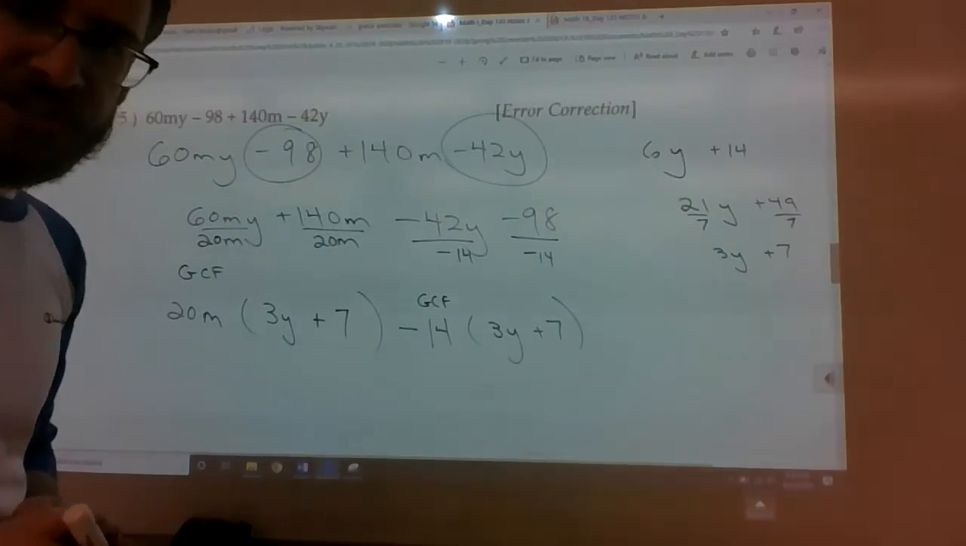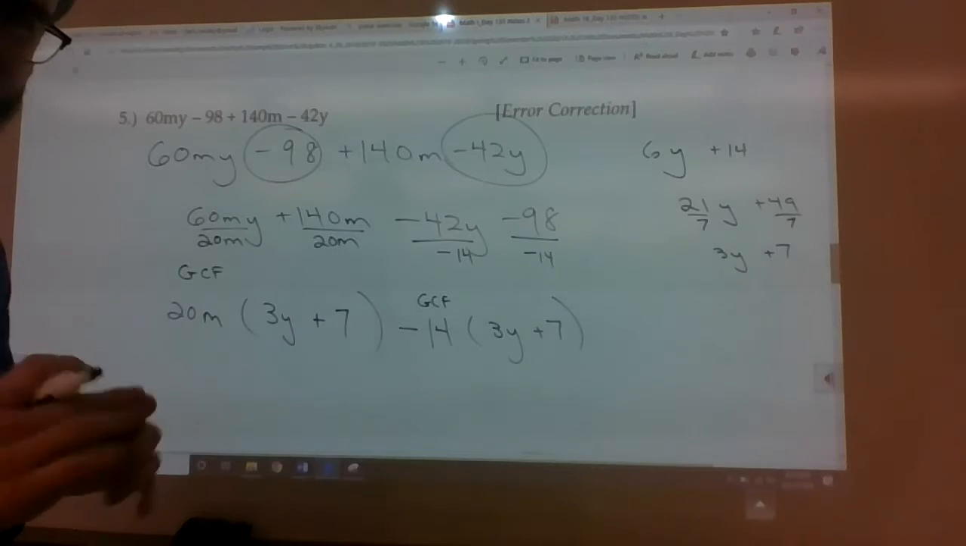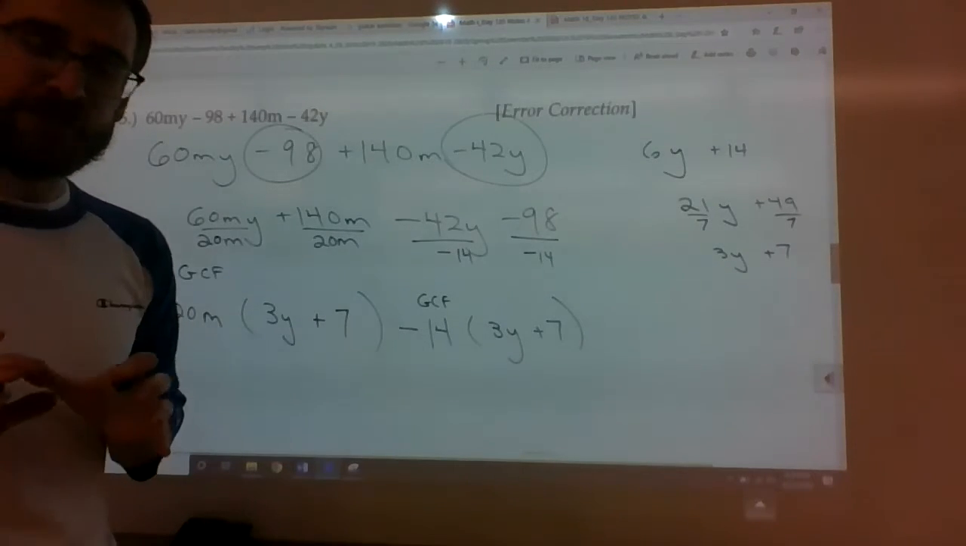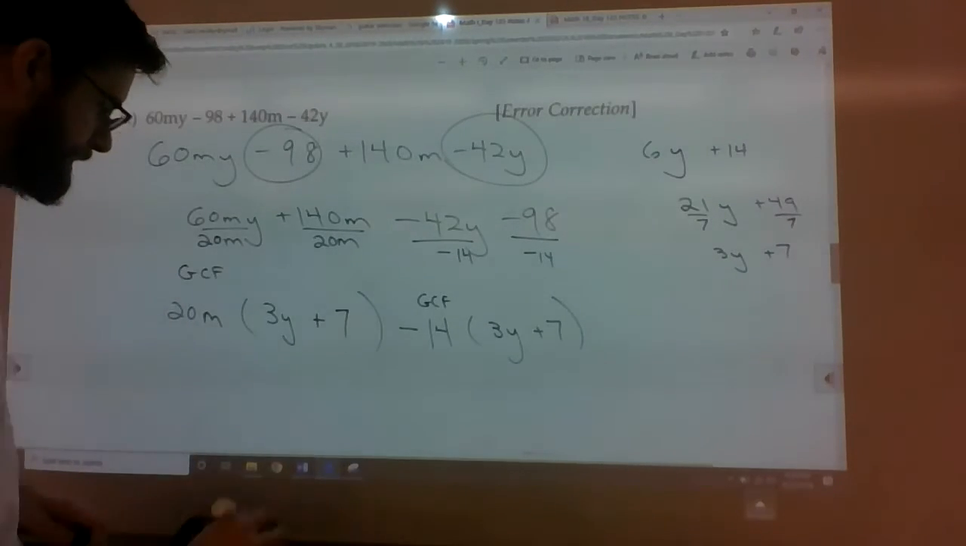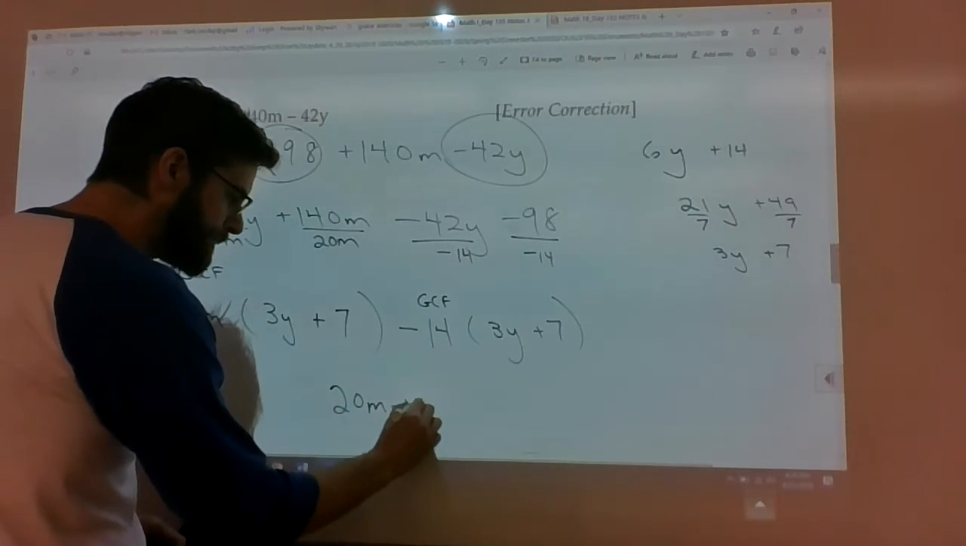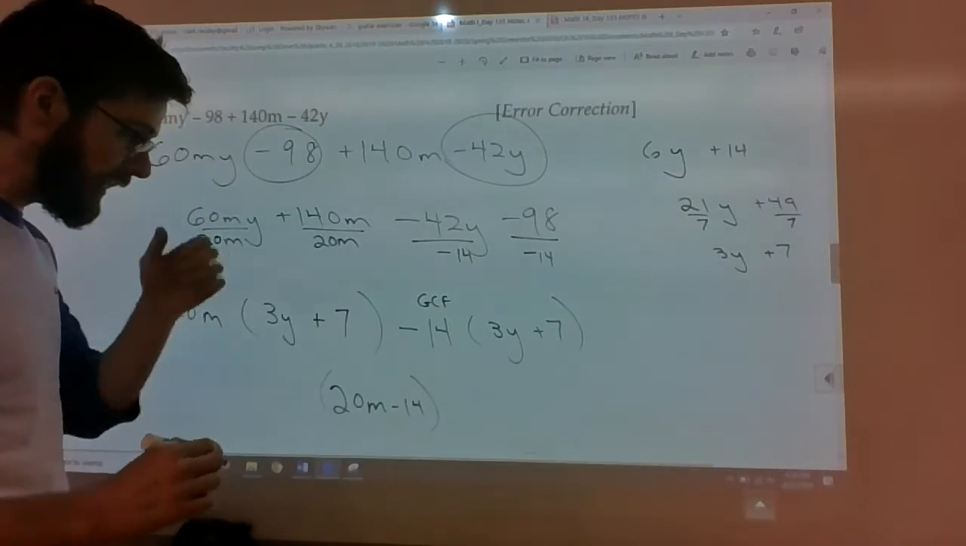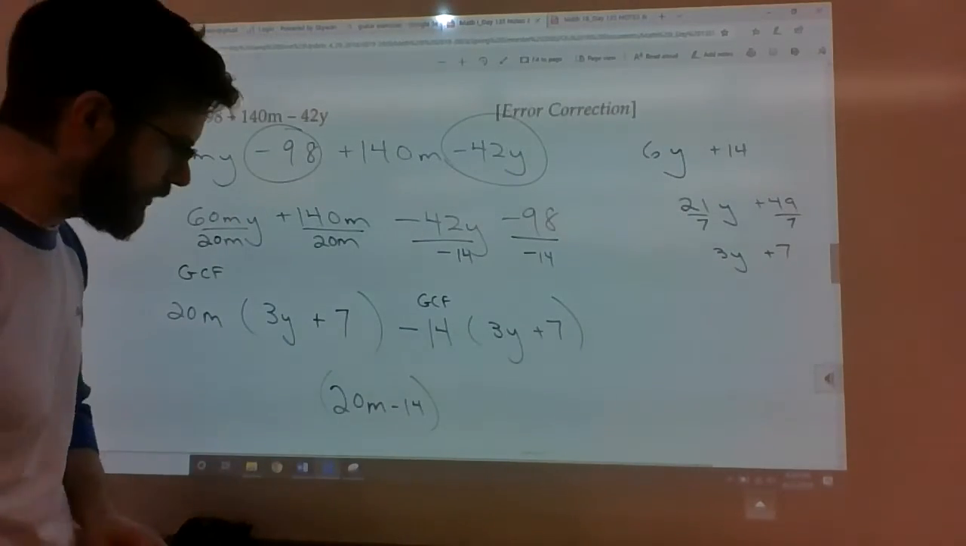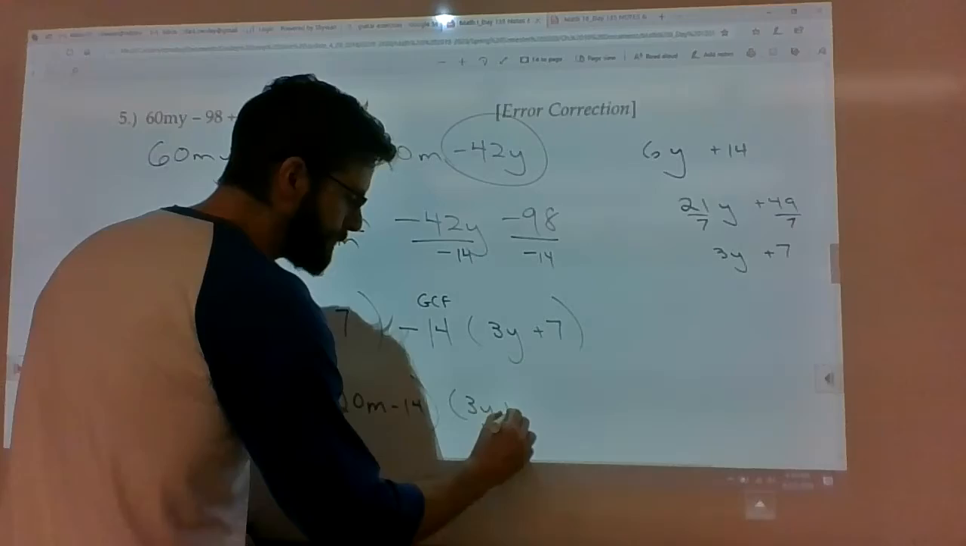All right, group the GCFs together to get the first binomial. So here's your GCF binomial. And your leftover binomial is 3y plus 7.